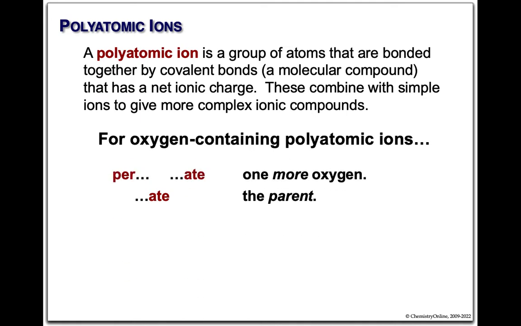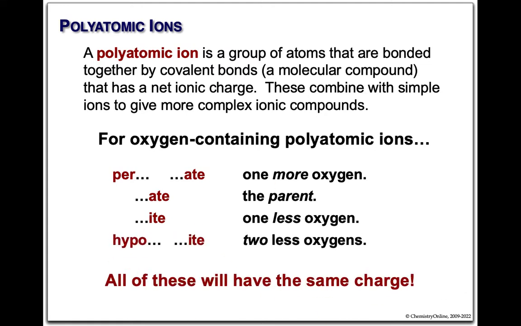If we take the parent and take 1 oxygen away, we change ate to ite. And if we take 2 oxygens away, well, we keep the ite and put a hypo in front. The thing that's neat is that once you remember the parent here, this is a -1. All of these will have the same charge. So it does make it simple in a way. Just remember the parent, add or subtract oxygens, all the same charge.